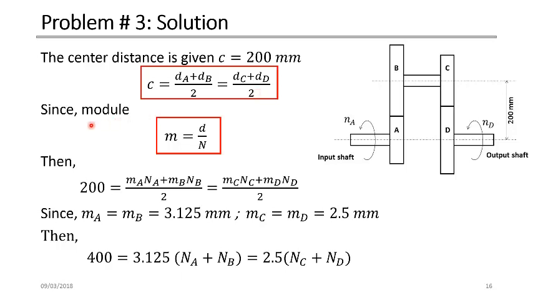The definition of the module is that the module is equal to d, the pitch circle diameter, divided by the number of teeth. So what we need to do here is get this equation as a function of the number of teeth rather than the diameter, because we already have two equations as a function of the number of teeth. So the left-hand side, C, is 200, equal to the diameter of A. If you simplify this equation, you will find that the diameter is equal to the module multiplied by the number of teeth.